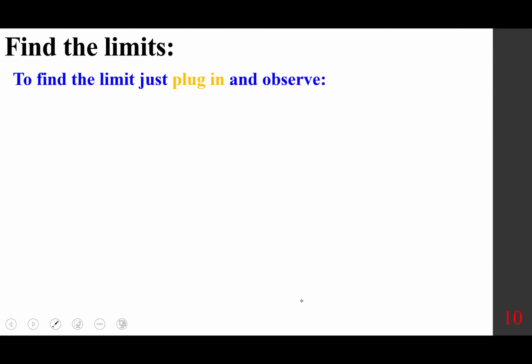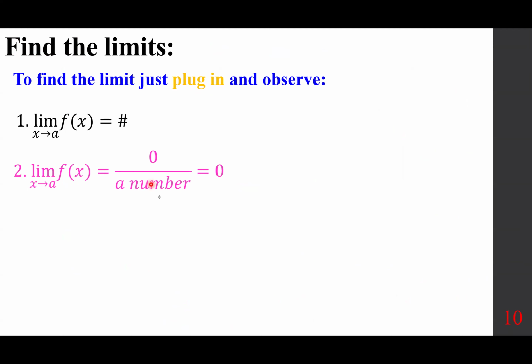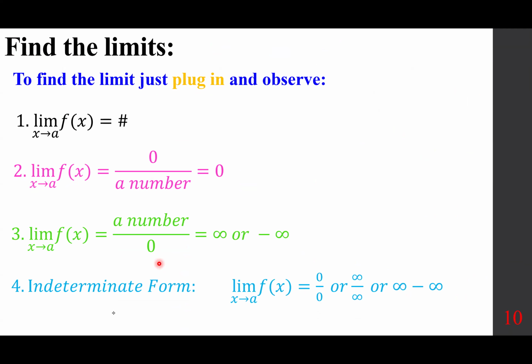How do we find limits? We just plug in. If we get a number, we are done. If we get 0 over a number other than 0, it is 0 and we are done. If we get a number over 0, we have to be careful whether it's infinity or negative infinity. But most of the time, we get indeterminate forms of 0 over 0, infinity over infinity, infinity minus infinity, in which case we have to use our algebraic techniques to finish the job.